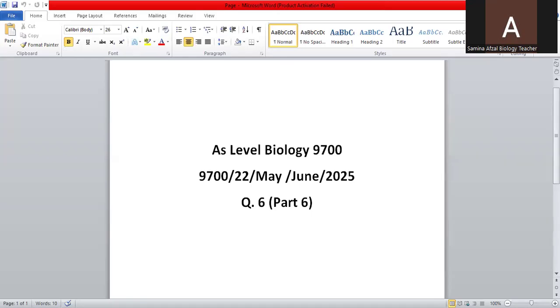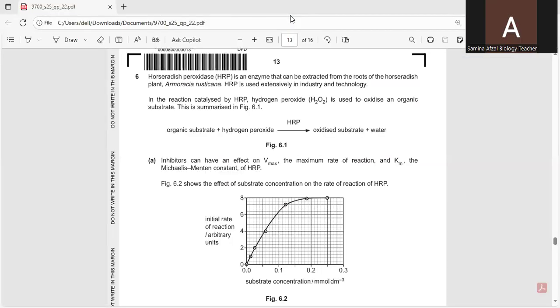Question number 6: Horseradish peroxidase, HRP, is an enzyme that can be extracted from the roots of the horseradish plant, Armoracia rusticana. HRP is used extensively in industry and technology. In the reaction catalyzed by HRP, hydrogen peroxide is used to oxidize an enzyme substrate. This is summarized in figure 6.1 and the equation is: organic substrate plus hydrogen peroxide, with HRP, gives oxidized substrate plus water.